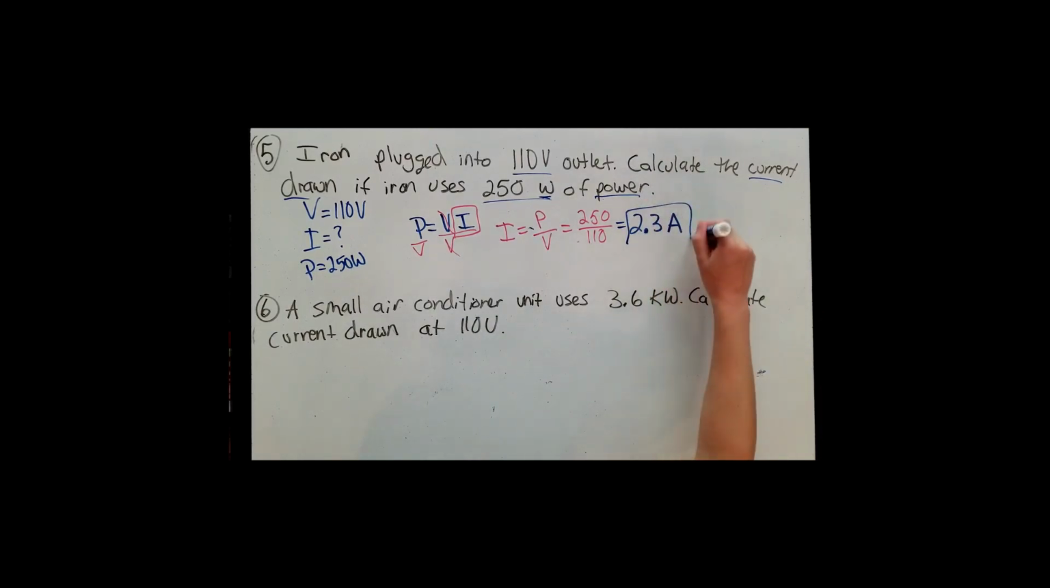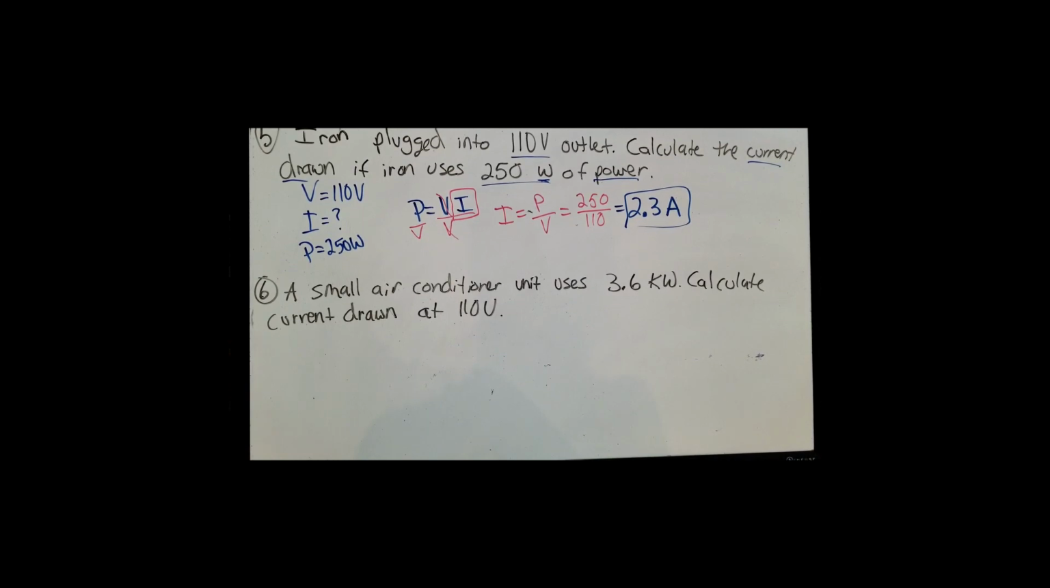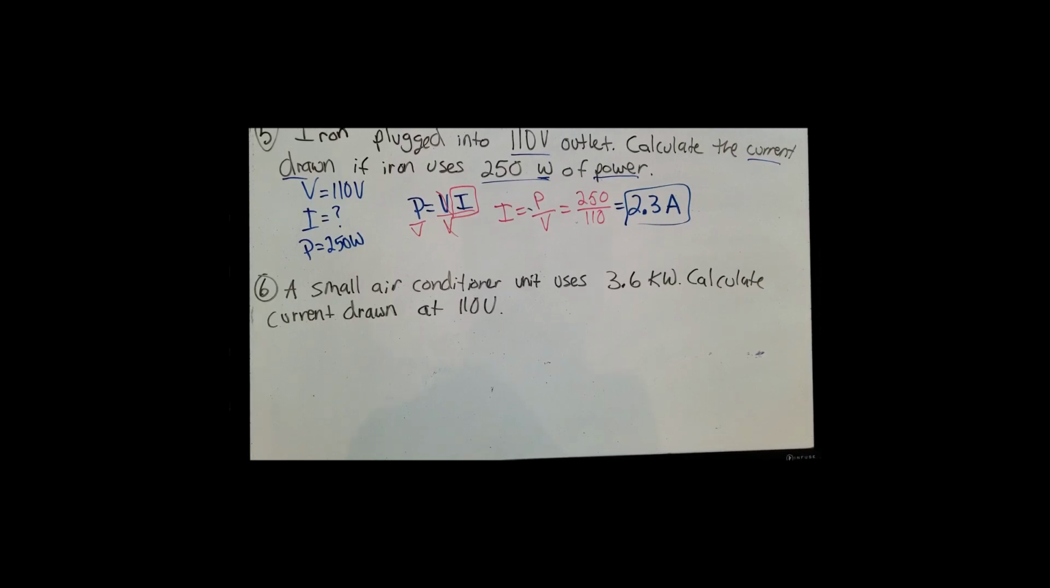Amps. Very good. Okay, so let's look at this last problem now. Very similar. We have a small air conditioner unit using 3.6 kilowatts. Calculate the current drawn at 110 volts. So you're probably wondering why all of these have a voltage of 110. That's standard voltage for most plugins. So that's why it's so consistent in all of the problems we're doing.